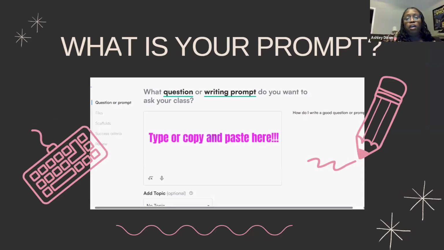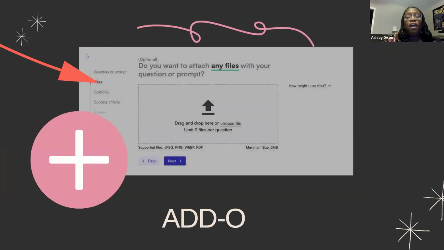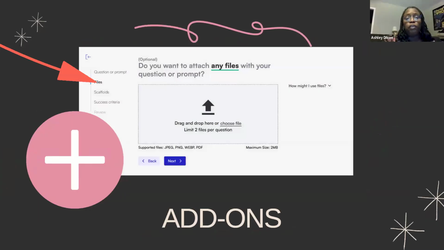So once you click on the question, it's going to ask, what is your prompt? And you can type something in or you can copy and paste something in. It may seem like I'm going kind of fast through this moment, but I'm actually going to step by step take you through it here in just a few minutes. So I want to make sure we have time to get to that. So in addition to being able to write your question or your writing prompt, you can add in files if you need them to see a picture. If you need anything else that goes with your writing prompt, you can add that in as well.